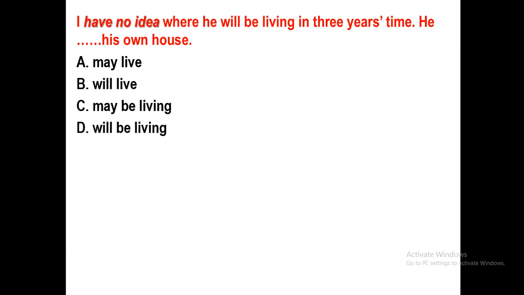I have no idea where he will be living in 3 years' time. He space his own house. So here the sentence starts with I have no idea, so I'm not sure about anything. So it's gonna be maybe living.